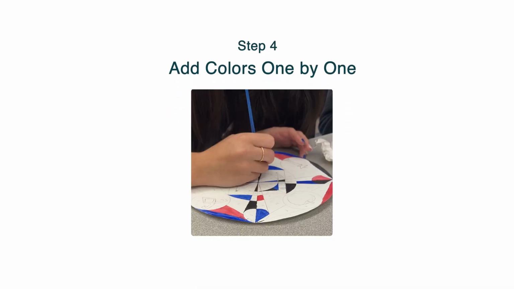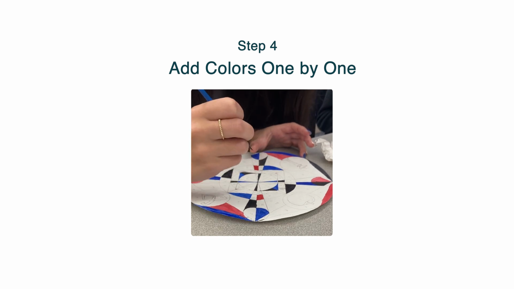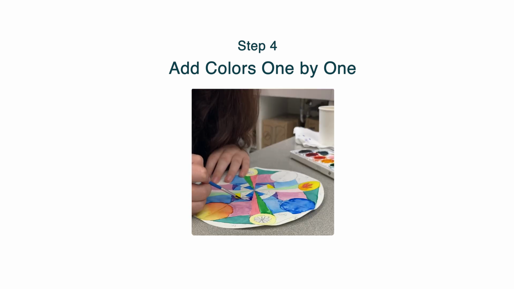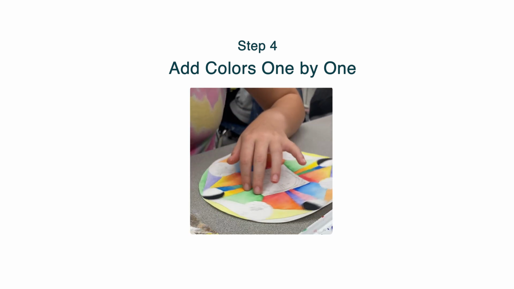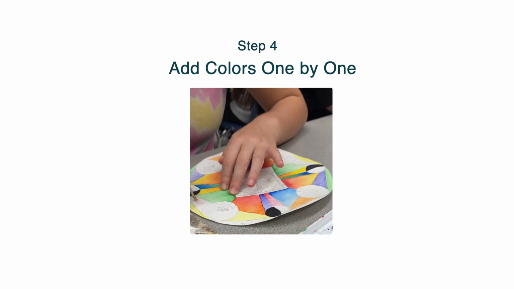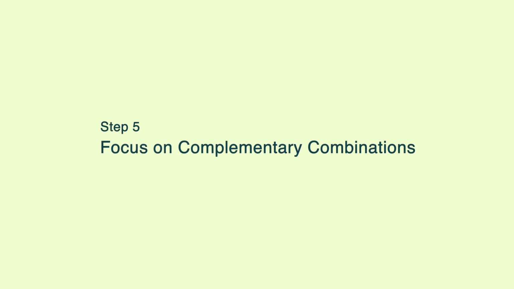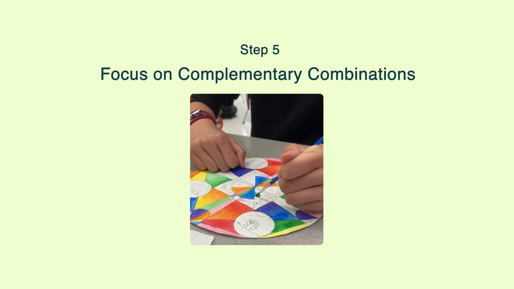Step 4. Add colors one by one. Begin with a single color. Apply the first color to the designated shapes. Build your color scheme. Add one color at a time, following the planned scheme and radial symmetry. Step 5. Focus on complementary combinations. Develop complementary combinations. Continue adding colors, ensuring they complement each other. Balance is key. Strive for aesthetic balance by distributing complementary colors evenly.